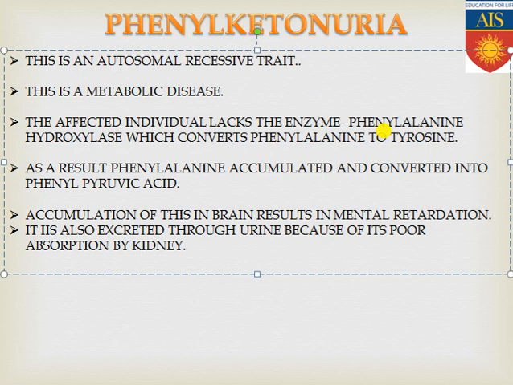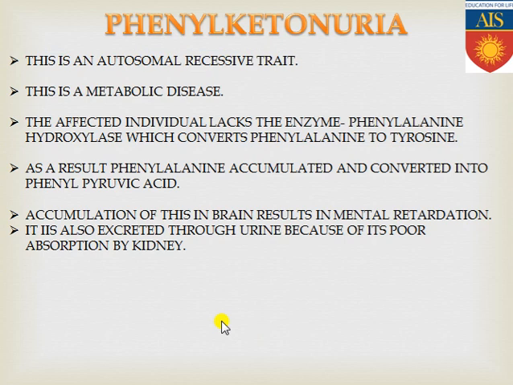Now in this specific trait, this is also a metabolic disease. What is the problem? In the affected individual, a specific enzyme is lacking, that is the phenylalanine hydroxylase enzyme, which commonly converts phenylalanine to tyrosine. Due to the deficiency of this enzyme, phenylalanine gets accumulated and is converted into phenyl pyruvic acid.